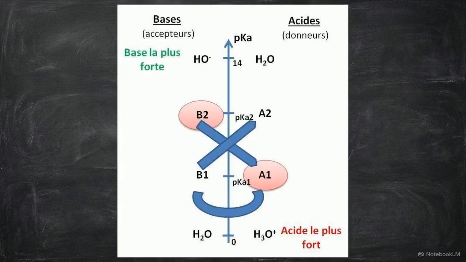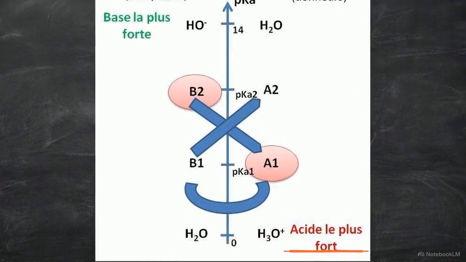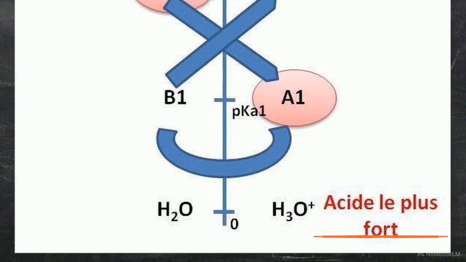This chart plots the pKa scale, organizing bases on the left and acids on the right. Look at the absolute bottom. At a pKa of 0, we find H3O+, the strongest acid. This sets the rule: the lower the pKa value, the stronger the acid.